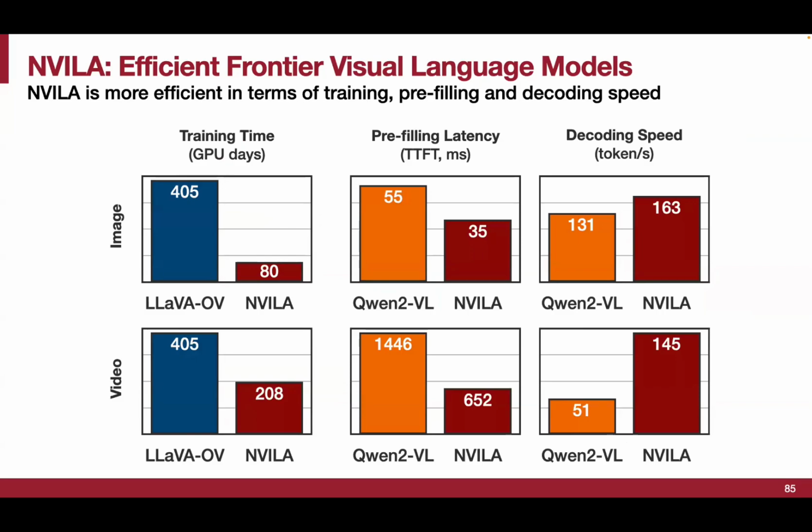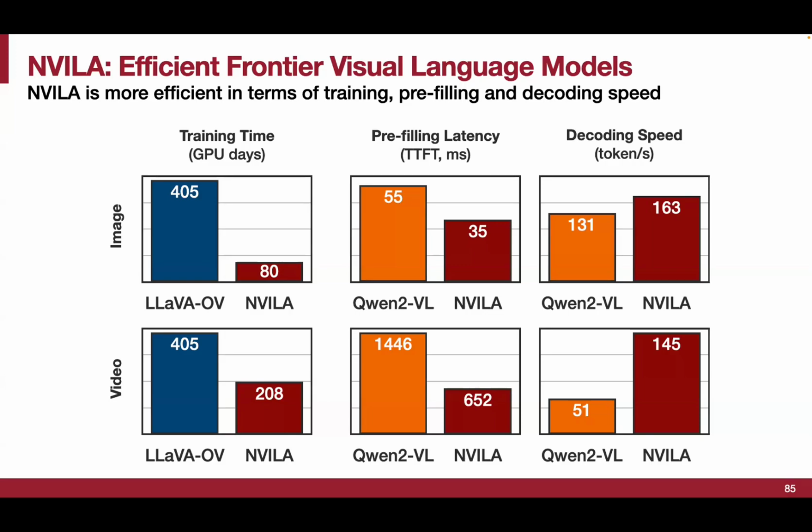And this is the speedup for the prefilling latency due to token compression, due to quantization. We can reduce the TTFT from 55 to 35 milliseconds for image, more than 1,400 milliseconds to 600 milliseconds for video. And this is the increase of the decoding speed. Especially for videos, it can increase from 50 to almost 150.